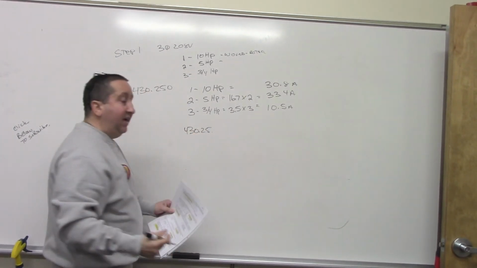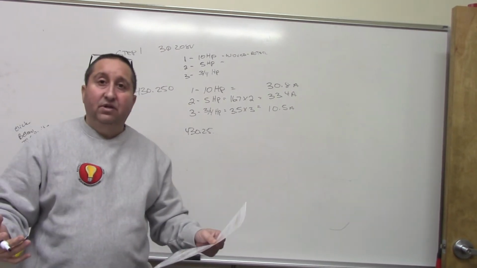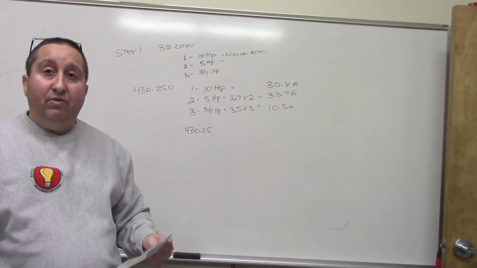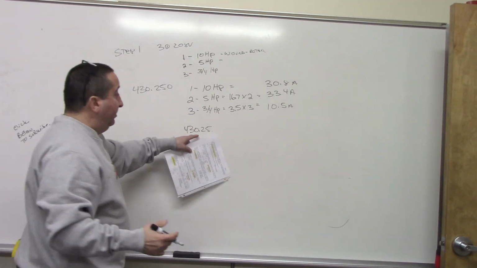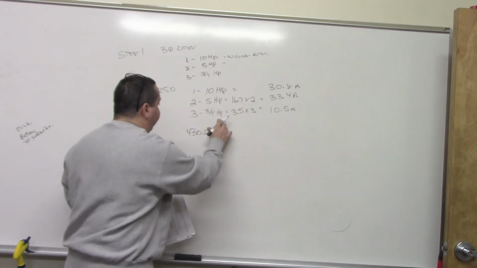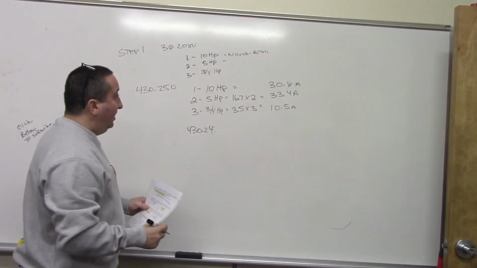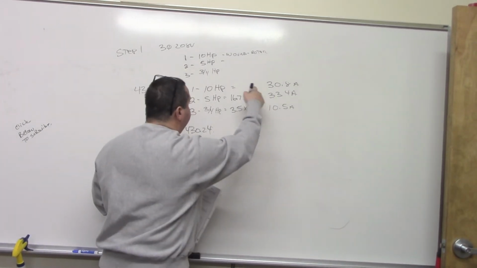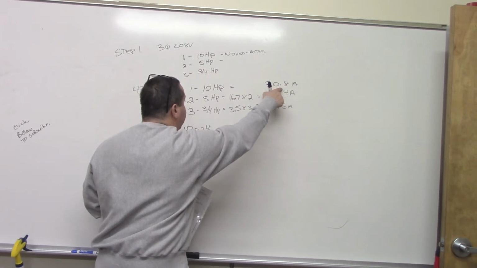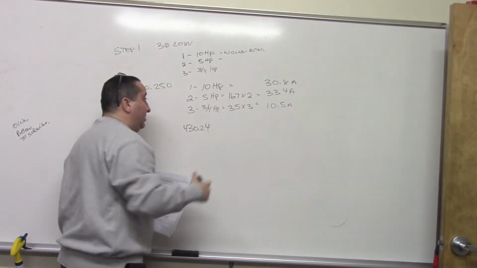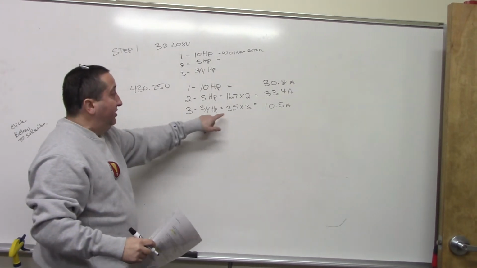Now, based on what we have, the code says in 430.24 to find the ampacity of the conductor or the feeders. And here we're looking for the feeder. When you have more than one motor, we go to 430.24. Sorry, not 25, 430.24. And since we have 30.8 amps as the largest motor, the 5 horsepower is only 16.7 amps, and the 3/4 motor is only 3.5.